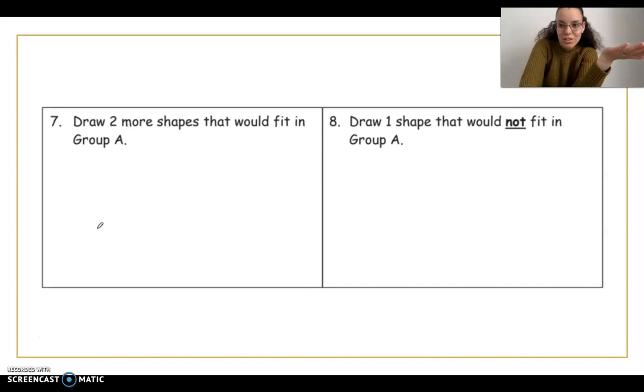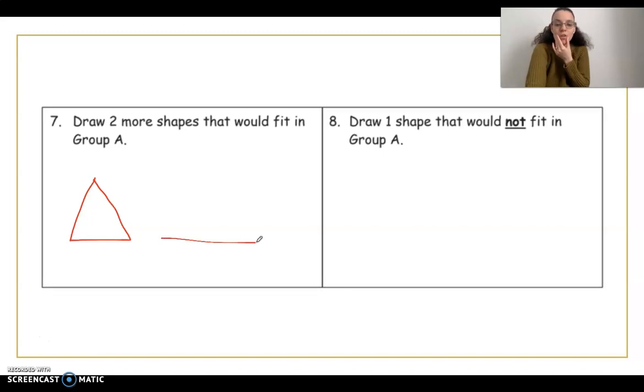So that just means I need to draw 2 more triangles. Okay, well, I know I can draw a triangle that looks like this. But now I need to draw a triangle that looks different. Ooh, what if I draw one that has a long bottom, a short side, and a long diagonal? Does that still have 3 straight sides and 3 corners? Yeah. Make sure you draw 2 triangles that do not look the same.